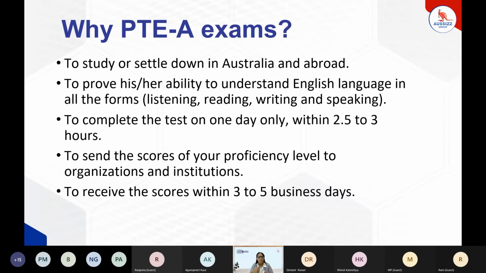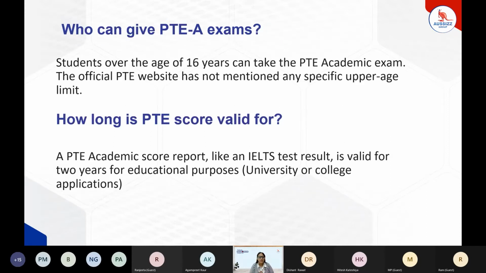Apart from that, the score report will be provided to the student within 3 to 5 days. So that is an advantage as well. Next, coming up, who can give the PTE exam. Anyone who is above 16 years can definitely give the PTE exam. It is one of the exams that gives a chance to students of approximately 18 or 25 years or even more than that as well. They can attempt the PTE exam to get PR or to settle in Australia.